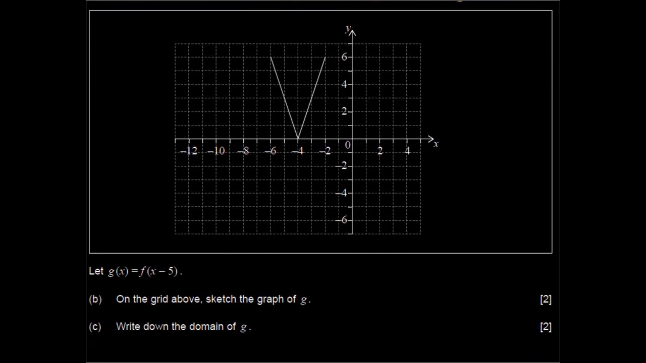Alright, next part of the question says let g of x equal f of x minus 5, and then on the grid above sketch the graph of g. So we can see here that g is just going to be a translation of f. Since the minus 5 is inside the brackets, we've got to do x minus 5. So what we'd have to do is take a value of x and then subtract 5 to get back to where we were. So what this is going to do then is give us a translation of 5 units to the right.